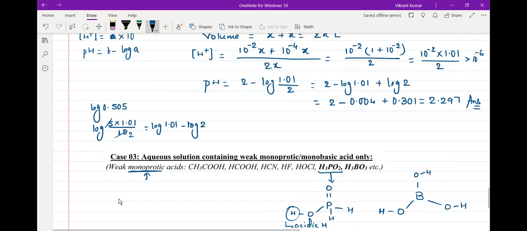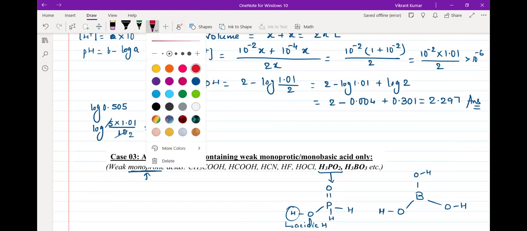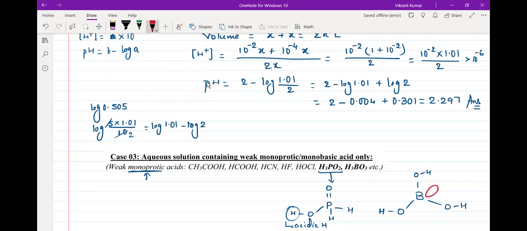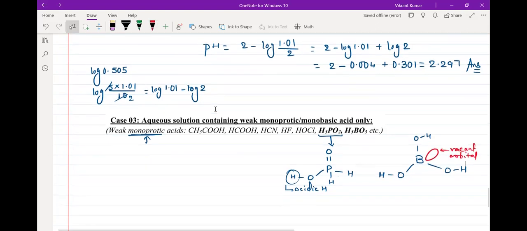But what is happening, it is not acting with these hydrogen atoms. It is having a vacant orbital over boron. This is a vacant orbital and it is going to accept that OH minus, the electron pair, in this vacant orbital, and that's why it is behaving as a Lewis acid. So we are calling it a weak monobasic Lewis acid. It is not a protic acid. It is a Lewis acid. जो लास्ट वाला डेफिनेशन लास्ट क्लास में मैंने बताया था वैसा है.